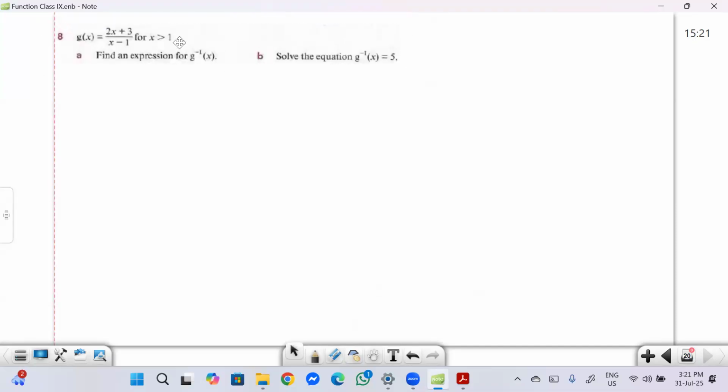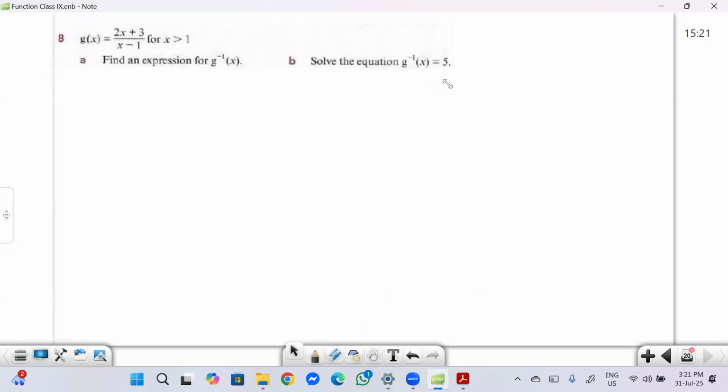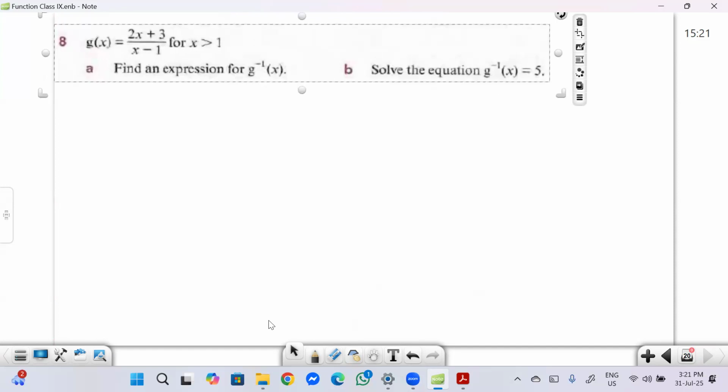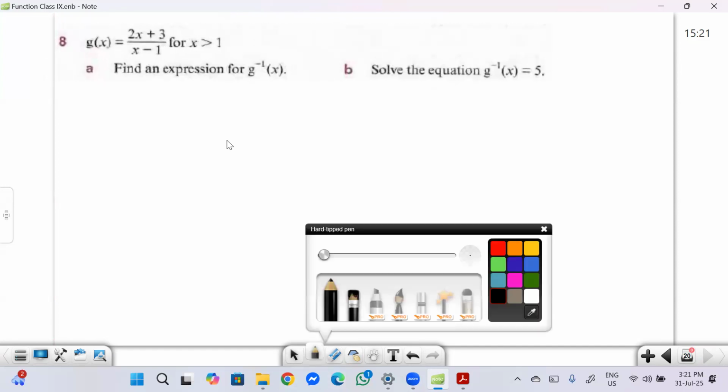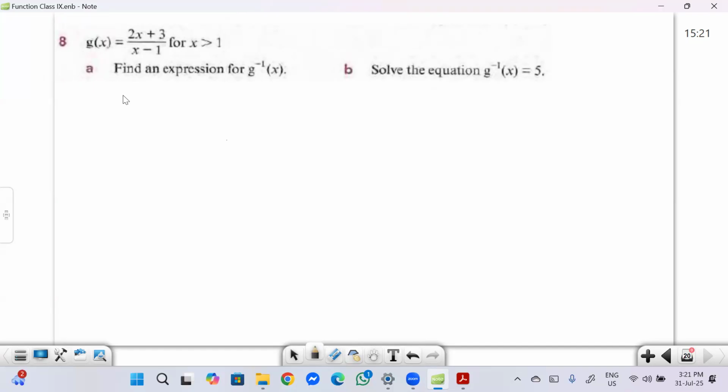So problem number 8 from the book. The other problems, if you try at home, you'll be able to solve, I believe. Okay. So g of x is given as 2x plus 3 divided by x minus 1, which is a rational function. And you need to find out g inverse x. Okay.